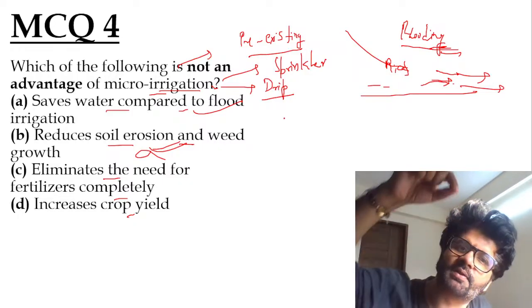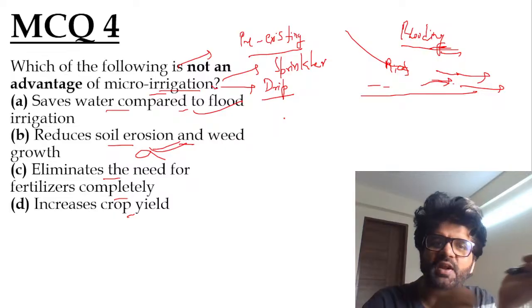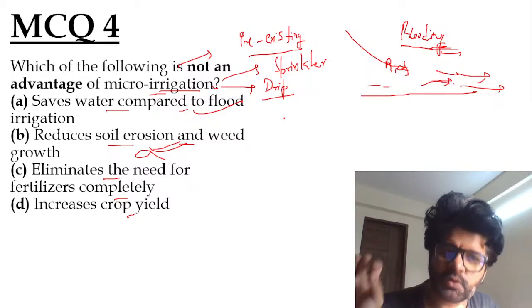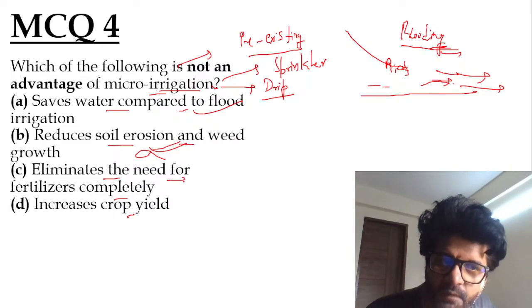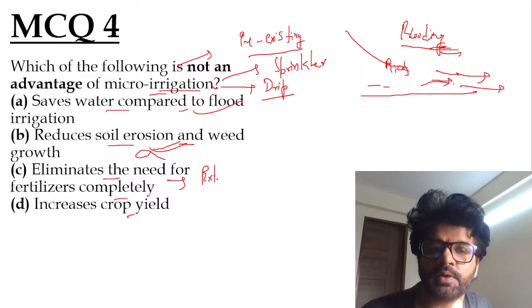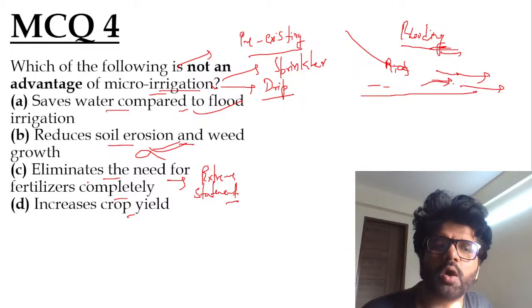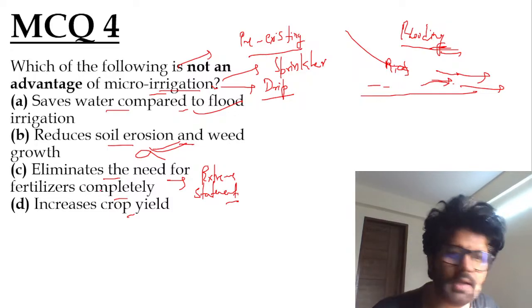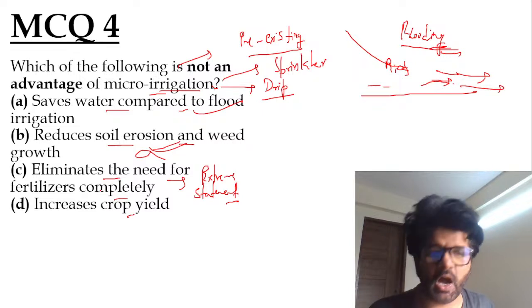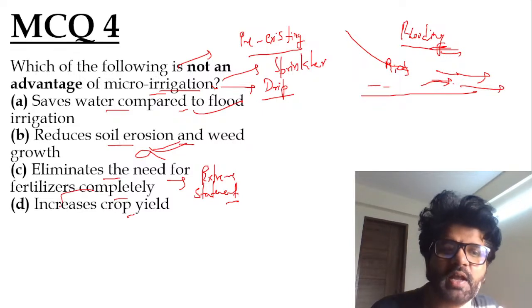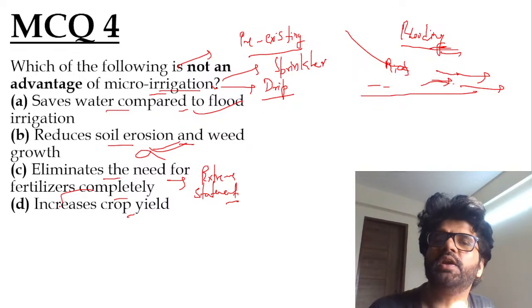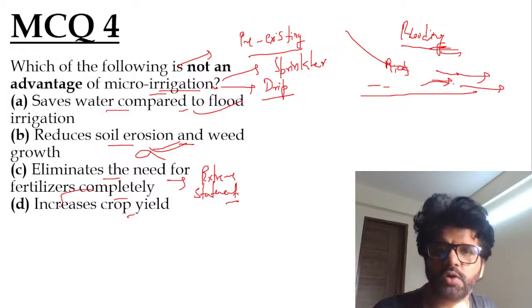If you're doing drip irrigation, it's like giving a drip to your body, giving a drip to the crop, so it will reduce soil erosion. Eliminate the need for fertilizer completely. Don't you think it's an extreme statement? If you talk about C and D, maybe you're confused between C and D, always go for the extreme statement. How will micro irrigation eliminate the need for fertilizer? It will lead to an increase in efficiency of water use.